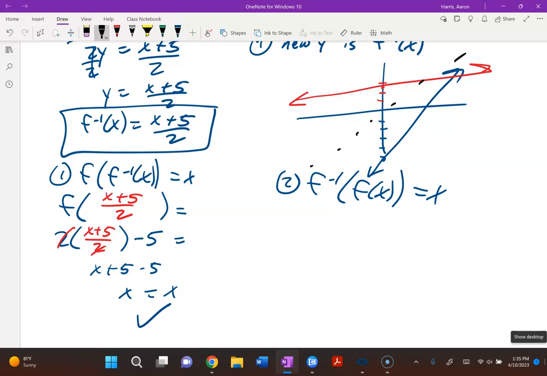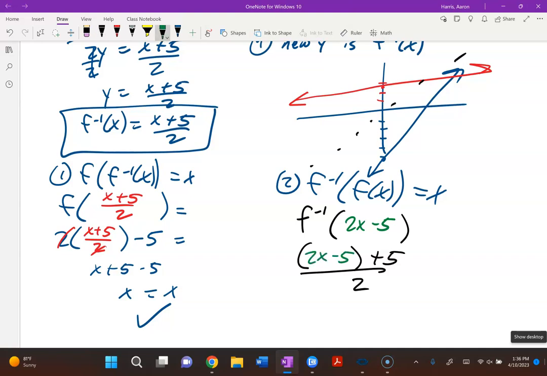Now let's do f inverse. I'm sorry, f inverse of f, and f is 2x minus 5. f inverse is x plus 5 all divided by 2. Well, 2x minus 5 plus 5, minus 5 plus 5 is gone, so I get 2x over 2, which is just x. Does that equal x? Sure enough, it does. So we just verified that we did that correctly when we found the inverse.